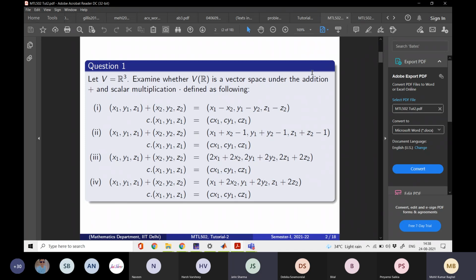Then, when we take any c from the field and alpha plus beta any vectors, the scalar multiplication must be distributive over that vector addition. And then we take c1 plus c2 from the field, and the scalar multiplication with the vector is equal to c1 dot v plus c2 dot v.